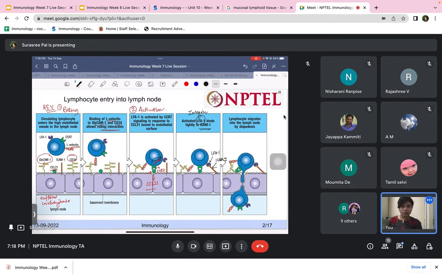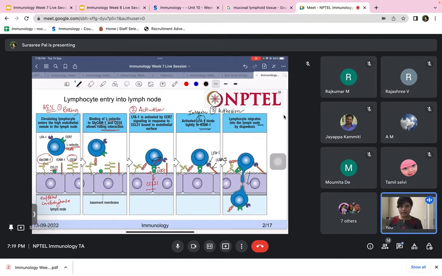So these are the cell adhesion molecules, right? Because of this binding of integrin LFA1 to ICAM1, there is a very strong interaction that takes place, which allows the lymphocytes to finally migrate into the lymph node by this process, diapedesis, right? So this is how the lymphocytes will be able to enter into the lymph nodes. And this step is the adhesion step. So you can see there are 3 steps: rolling, activation and adhesion. All right, so this is how the naive lymphocytes will be able to enter into the lymph node.